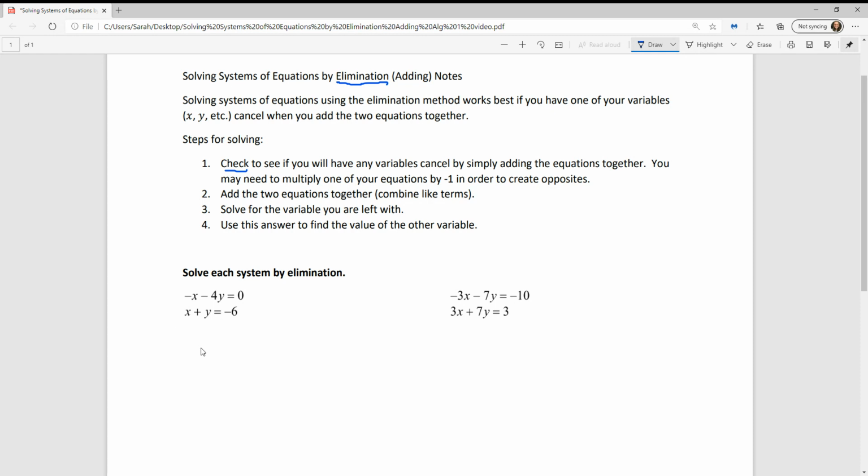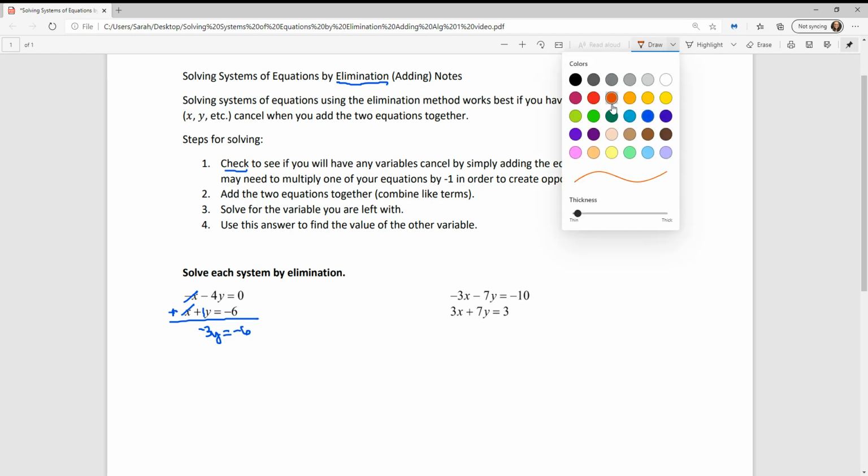If I were to add those equations together, so add the x's, add the y's, add the numbers, the x terms would cancel because negative x plus x, they're opposites. Negative x plus x is 0 or cancels. Continuing with the rest of the equation, negative 4y plus 1y is negative 3y. 0 plus negative 6 is negative 6.